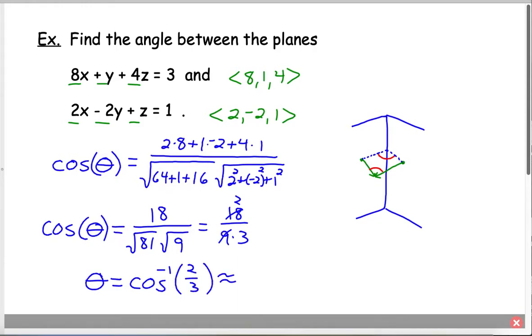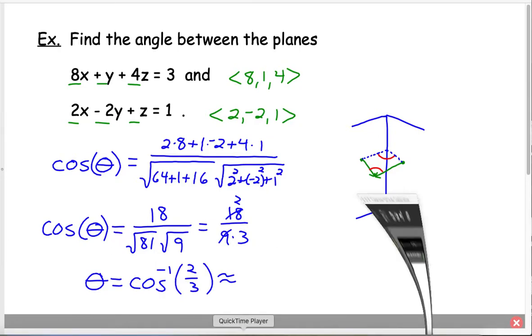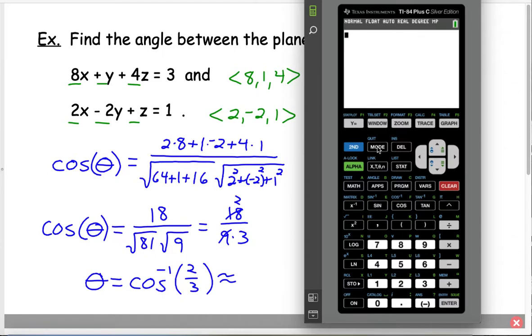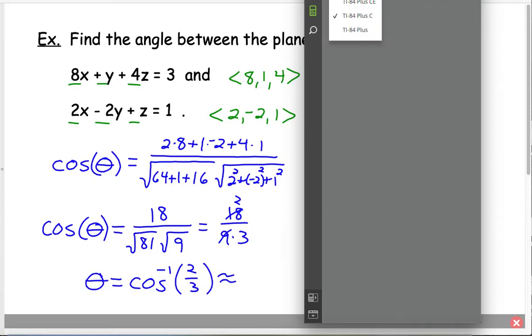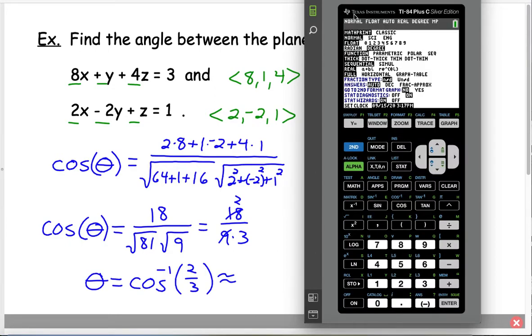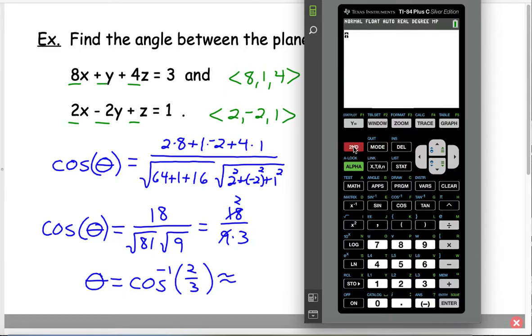which is approximately, let's check on the calculator. Let's make sure we're in degree mode. And get the calculator up and running. Stay with me. There we go. We are in degree mode. So second cosine 2 divided by 3. So the angle between the two normal vectors, and consequently therefore between the two planes, is about 48.2 degrees.